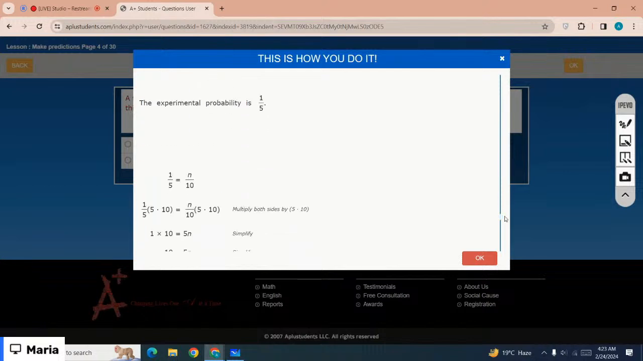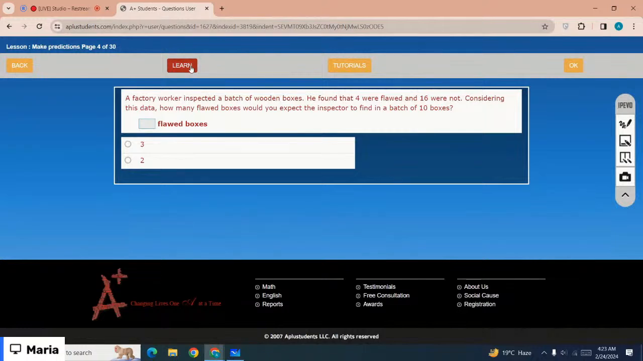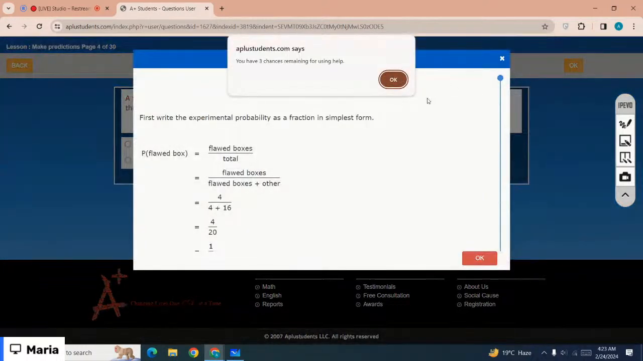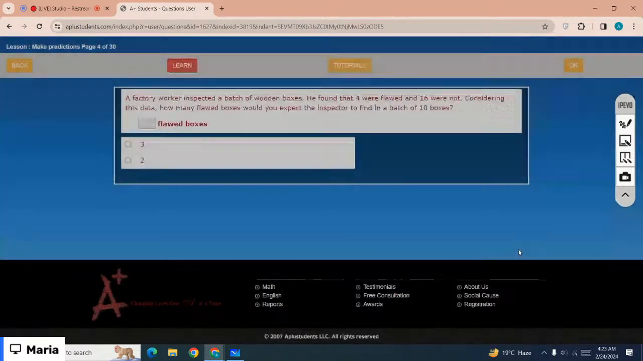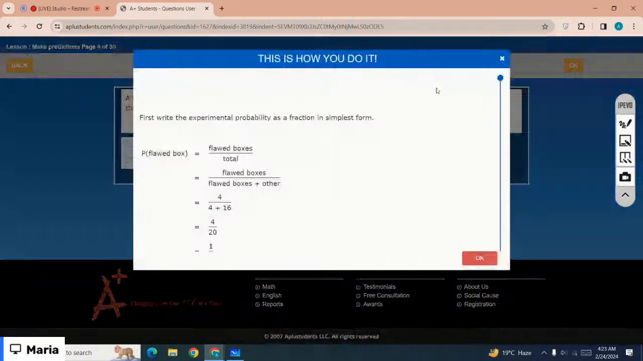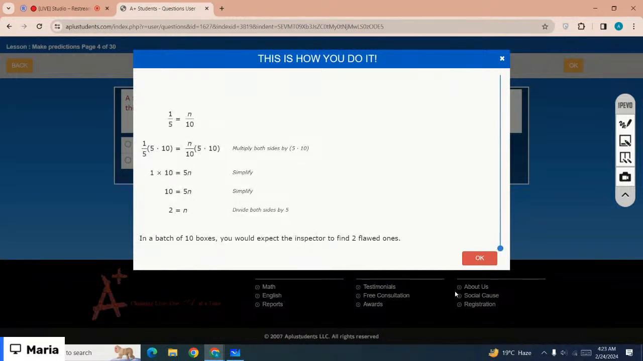Now you need to calculate the probability. For the second one, you have the experimental probability 1 over 5. So 1 over 5 is equal to n over 10. That means n equals 2. That means 2 of the boxes were flawed. Got it? The correct option is 2. You have to do the experimental probability equals n over 10 because you are given the 10 boxes, right? So you need to multiply 5 on both sides, and you are left with n equals 2. That means in a batch of 10 boxes, you would expect the inspector to find 2 flawed ones. The correct option is 2.